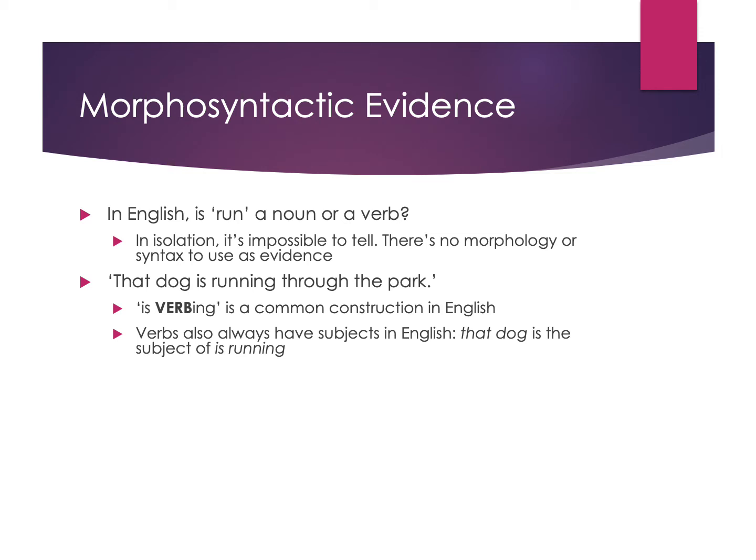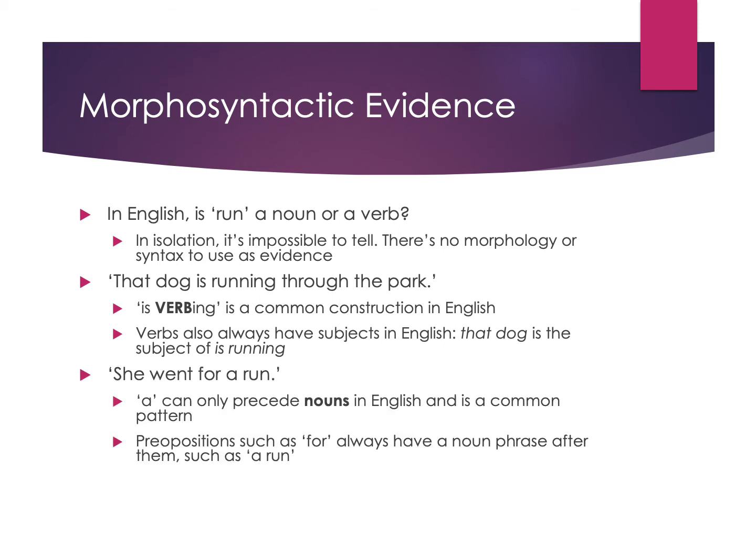We can't have a sentence that doesn't have a subject with the verb in English. So if I say that dog is running, then I have a subject, that dog. And I can say that that dog is a subject to the verb. But if I use the example, she went for a run, in this case, run is going to be a noun, and I have evidence for that.